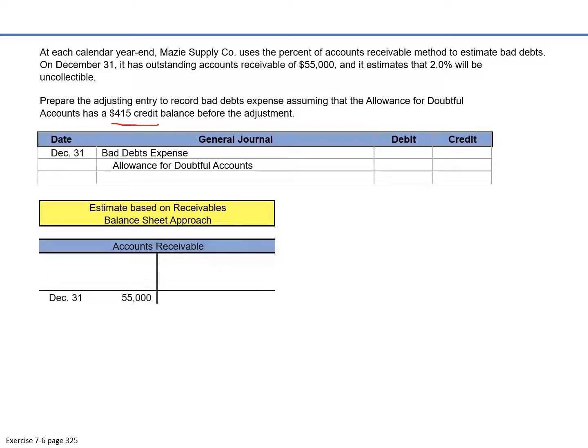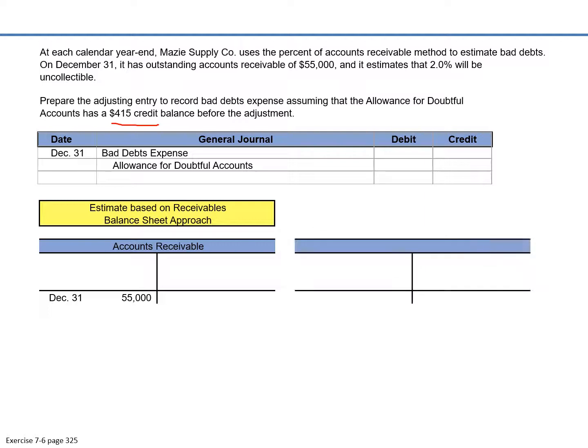right? So estimate based on receivables approach, we have $55,000 in our accounts receivable. Our allowance needs to be 2% of $55,000. We started with a credit of $415, so what's the adjustment? $685, right? 2% of 55 is $1,100. We started with $415. We need an additional $685 to get to the balance that we want. Okay?